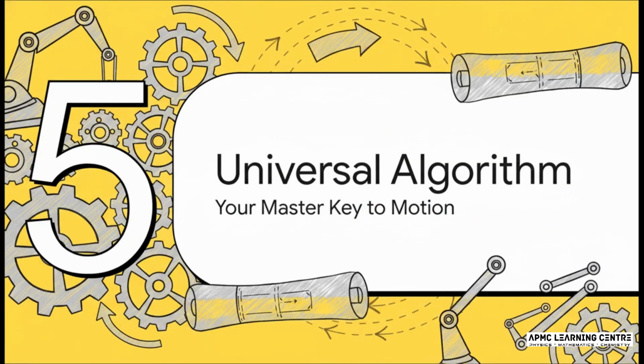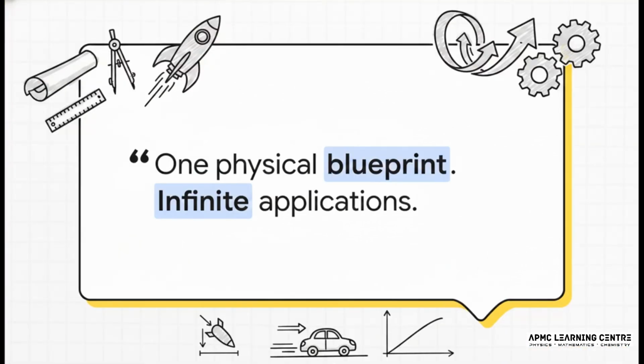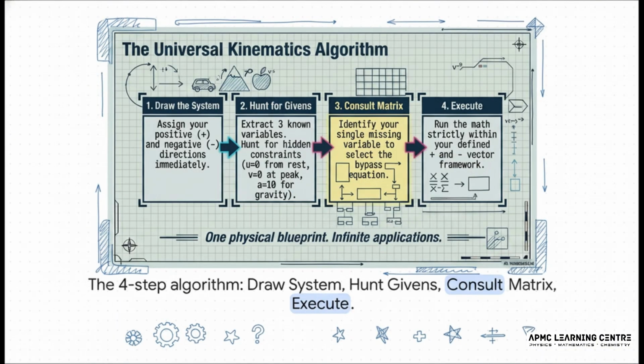So, we've looked at the parts, we've seen the tools, and we've watched it in action. Now it's time to assemble everything into the final master key, the universal kinematics algorithm. And this is really the whole point. This isn't just a collection of random tricks. It is a single, powerful blueprint that you can apply to countless different situations. And here it is, the whole system in 4 simple steps.